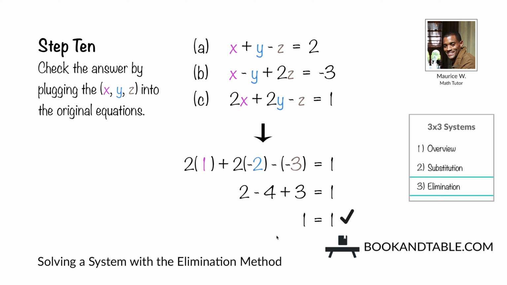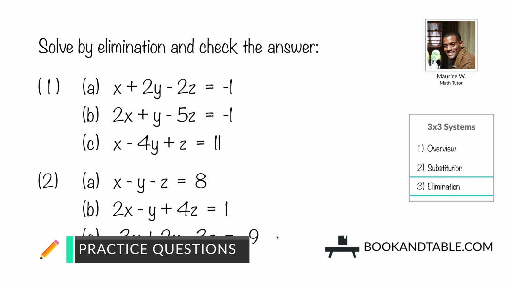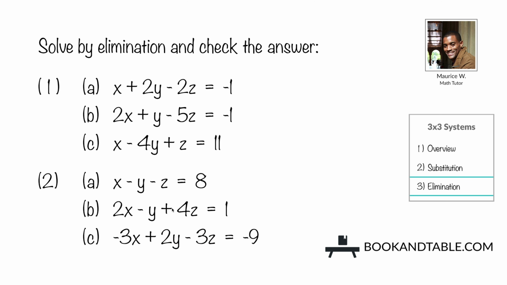So that is how you would go about solving a system with the elimination method. Let's now wrap up the chapter by having you complete a few practice questions. Solve by elimination and check the answer. Question number 1, equation A, x plus 2y minus 2z is equal to -1. Equation B, 2x plus y minus 5z is equal to -1. Equation C, x minus 4y plus z is equal to 11.